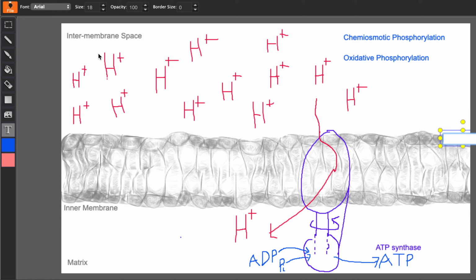So if you don't have oxygen, the proton pumps stop. If the proton pumps stop, this gradient disintegrates. And if there's no gradient, then there's no energy to drive ATP synthesis.